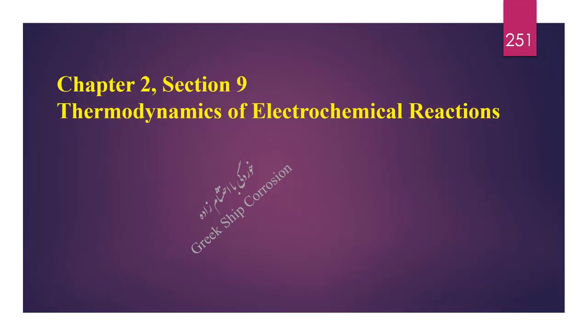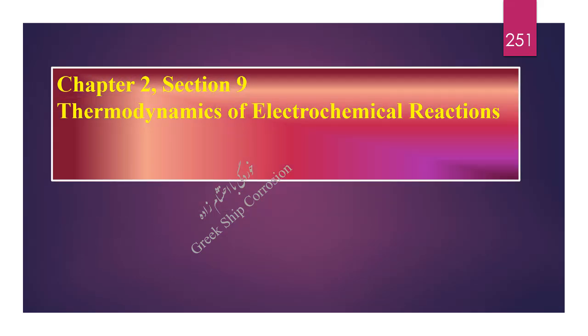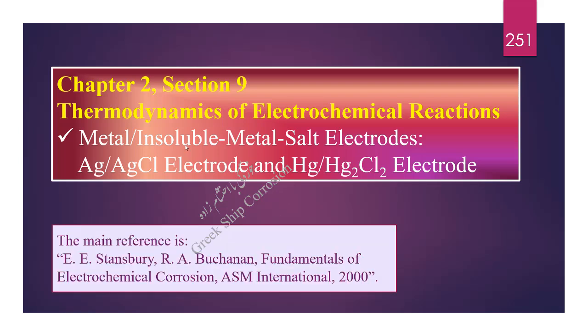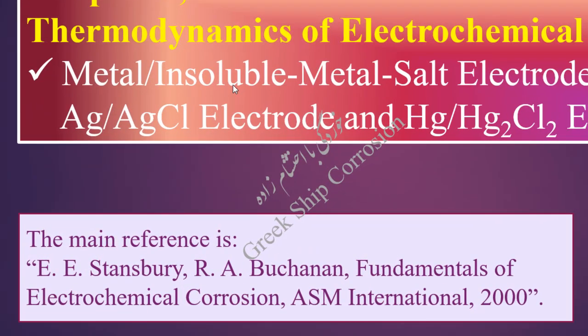Chapter 2, Section 9, Thermodynamics of Electrochemical Reactions. In this video, insoluble-metal-salt electrodes, the silver chloride electrode, and the mercurous chloride electrode are discussed. The main reference is Fundamentals of Electrochemical Corrosion, ASM International.